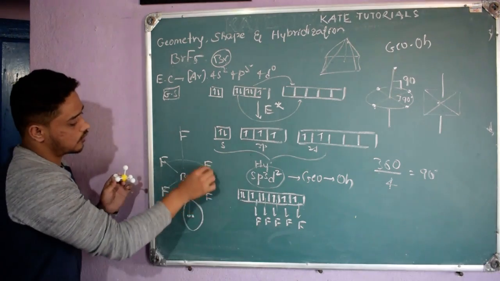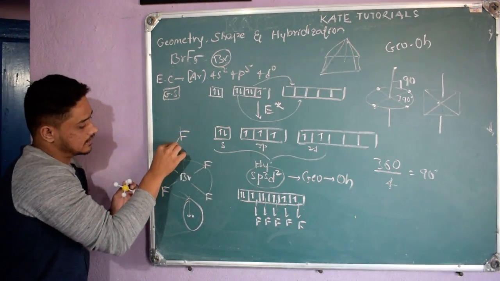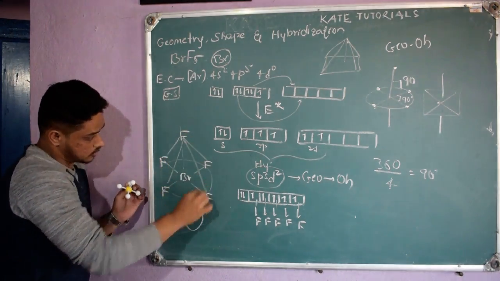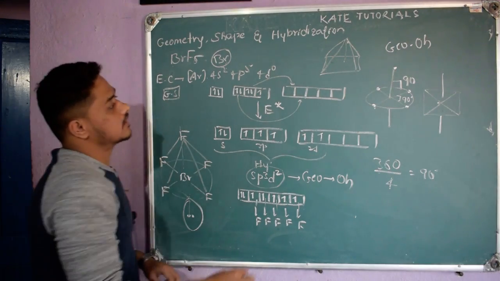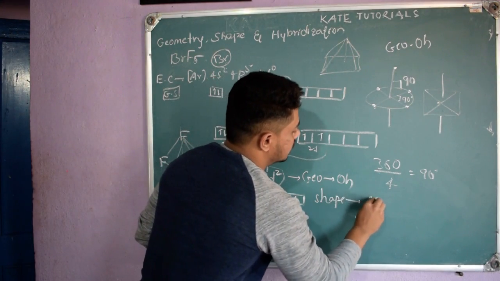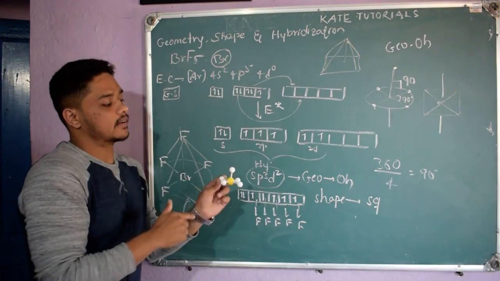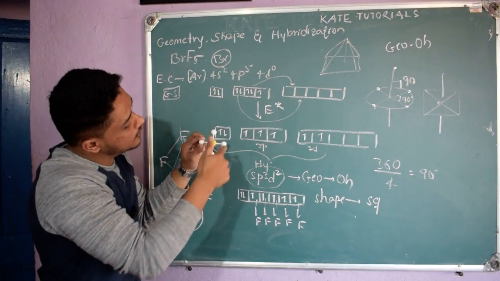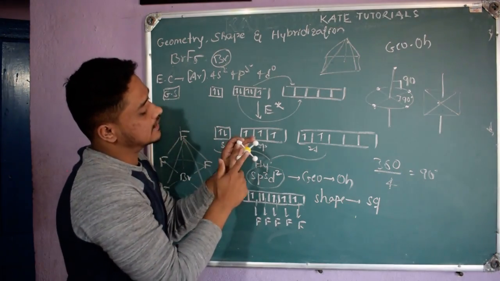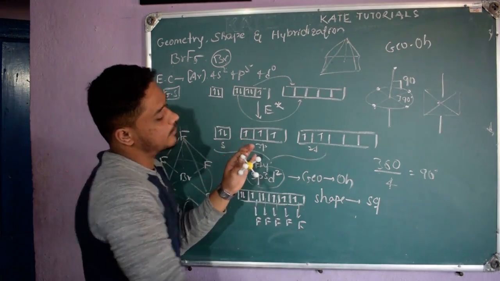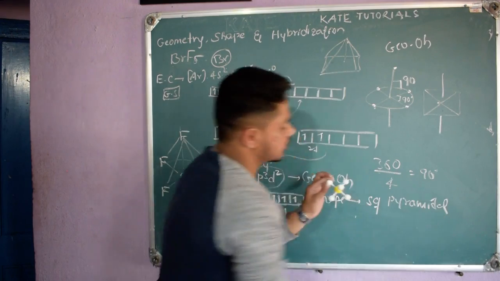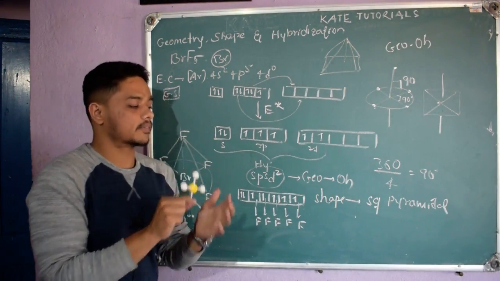Because all 4 fluorines are in one plane, one is above. If I just join them like this, it looks like square pyramidal, right? So geometry is octahedral, but shape is square pyramidal, because 4 are in the same plane, and its shape, if you see like this, 1, 2, 3, 4, is exactly square, and 1 is above. If I join like this, it looks pyramidal, square pyramidal. I told you, while telling shape, we should ignore this lone pair, right?